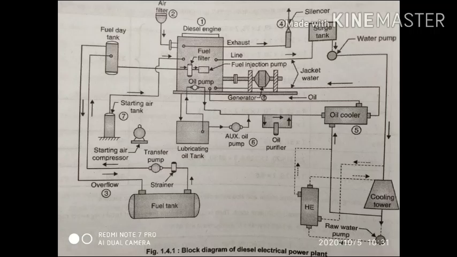Fourth is the engine exhaust system. Fifth is the engine cooling system. Sixth is the engine lubricating oil system. Seventh is the engine starting system. And eighth is the mechanical to electric power converter, the generator, which is also called an alternator. So this is the diagram.